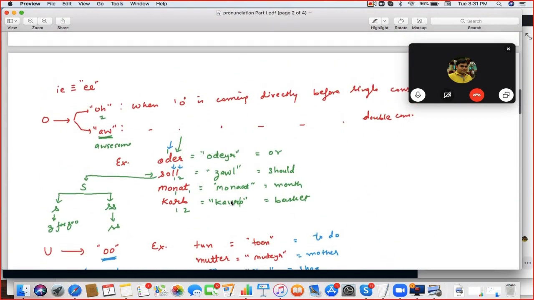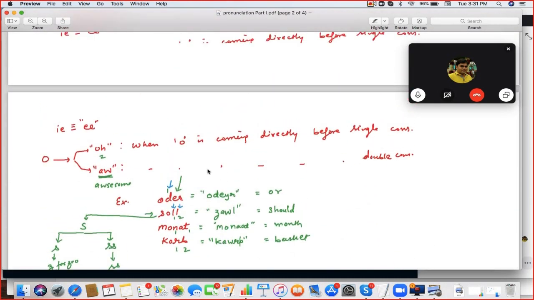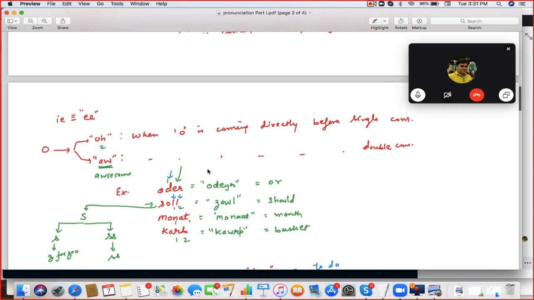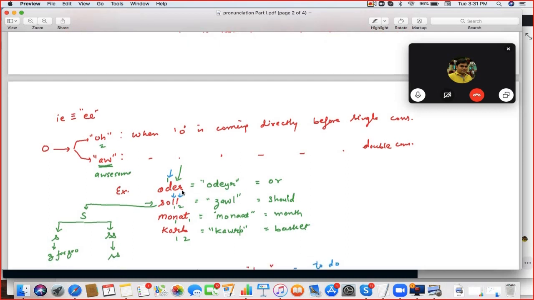A, E, I, next is O. O is having two sounds. After O, if it is a single consonant, that's the O sound. Otherwise, it's the short O sound, as in awesome. So speak the example.